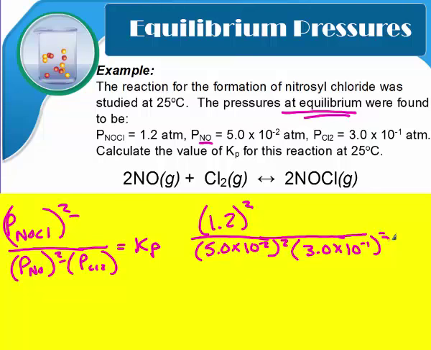Make sure that you can plug that in the calculator. It should be 1.2 squared divided by 5 times 10 to the negative second squared divided by 3 times 10 to the negative 1. And in 2 sig figs, you should get 96. Because our K is greater than 1, the products are favored.